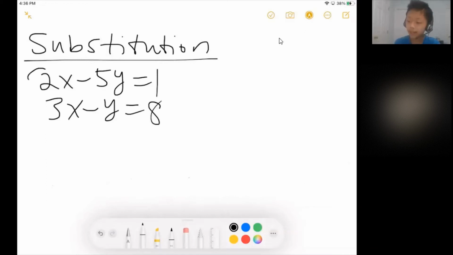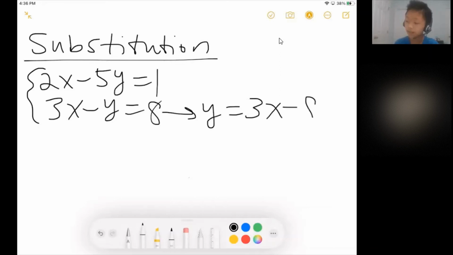So the idea is you have two variables and two equations. What we can do here is take a look at this second equation. We have 3x minus y equals 8. Then if we add y to both sides and subtract 8 from both sides, we'd get y is equal to 3x minus 8. So you have y equals 3x minus 8. We just added y to both sides and subtracted 8 from both sides.